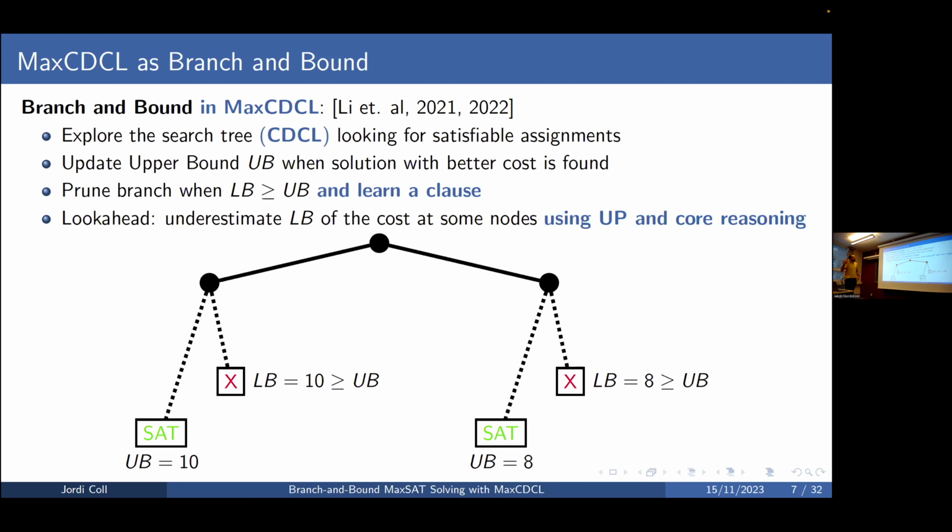Okay? The way we run this lookahead process, I will explain later, is basically based on unit propagation and some core reasoning. Essentially, we want it to be very, very fast. So we only use unit propagation, okay? Because potentially we can run this lookahead process at any inner node of the search tree. So if we use an expensive method, it will be too time consuming, okay?